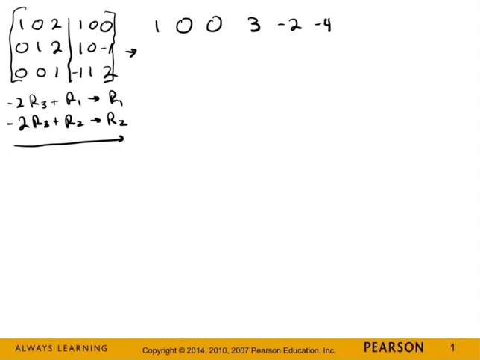So now we're changing row 2. We're saying negative 2 times row 3 plus row 2, replace row 2. So that's going to stay 0. 0 plus 1 is 1. Negative 2 plus 2 is a 0. 2 plus 1 is 3. Negative 2 plus 0 is negative 2. Negative 4 plus negative 1 is negative 5. And then row 3 stays as is.